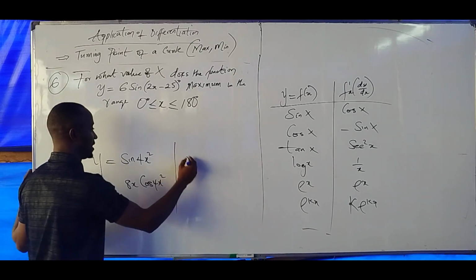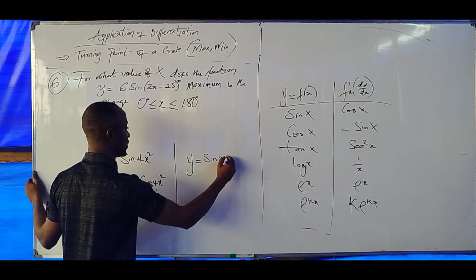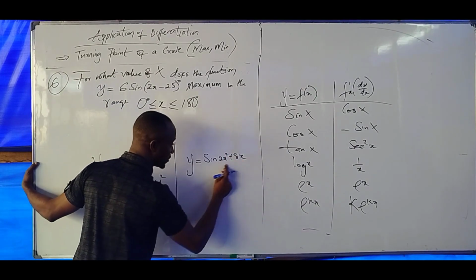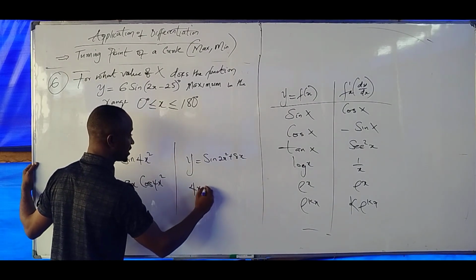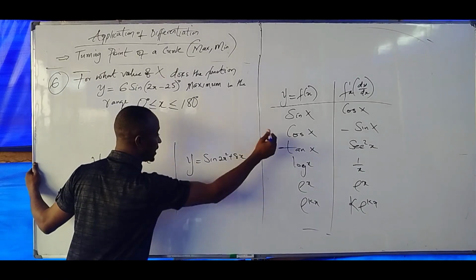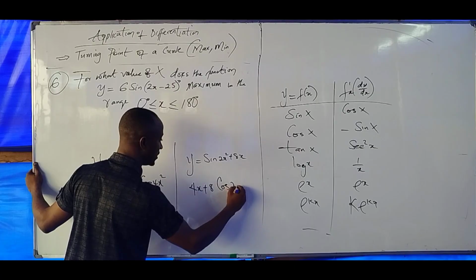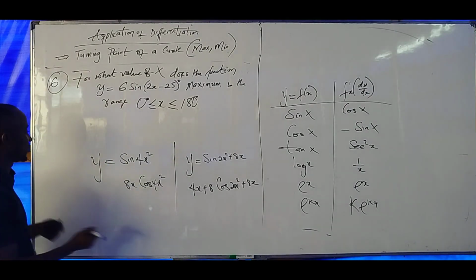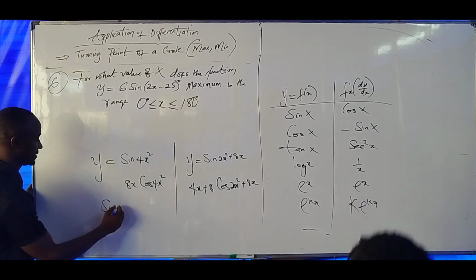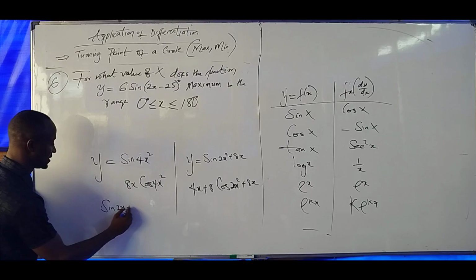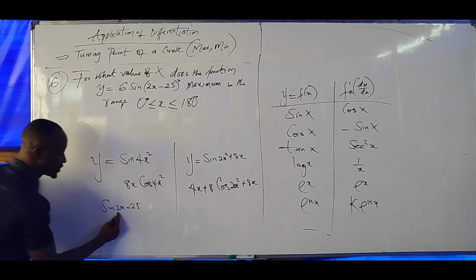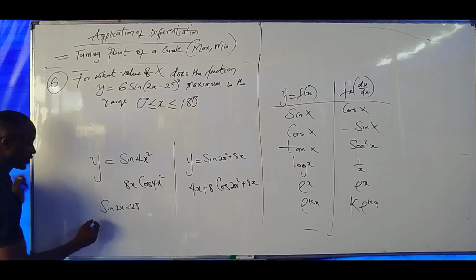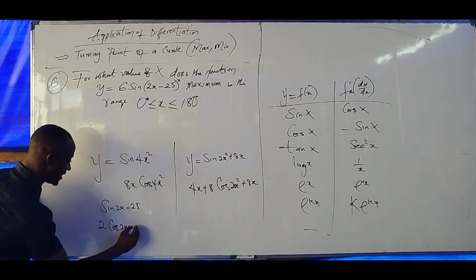Let me give another instance. If I have y equals sine, let's say 2x squared plus 8x. Differentiate 2x squared plus 8x. What do you have? 4x plus 8. Differentiate sine, you have cos. Repeat the same thing, 2x squared plus 8x. Do you get it? If we don't have this, let's say we have sine 2x minus 25. Differentiate 2x minus 25. What do you have? It's 2. This is 2 now. This is 0. So it becomes 2 cos 2x minus 25.